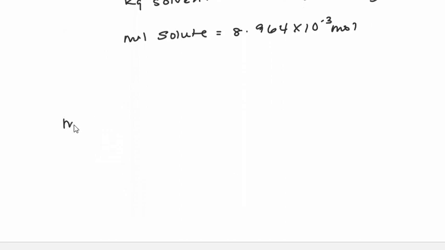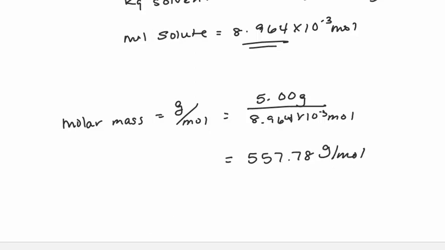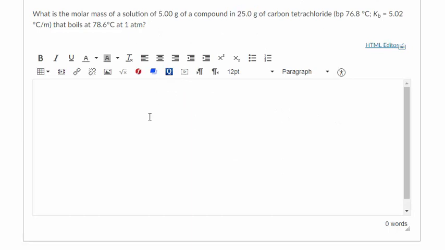Now I have a mass, and I'm looking for molar mass. Molar mass is grams per mole. I was told that my sample had 5.00 grams. I've calculated that I have 8.964 times 10 to the negative 3 moles in this sample. So that means my molar mass, if I take 5 and divide it by 8.964 times 10 to the negative 3, I get 557.78 grams per mole. Go back and check significant figures. I see 3 significant figures everywhere, so I would call this 558 grams per mole.